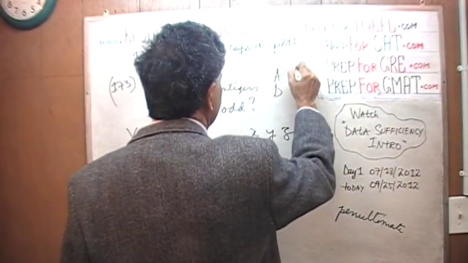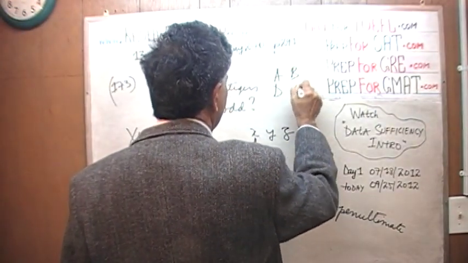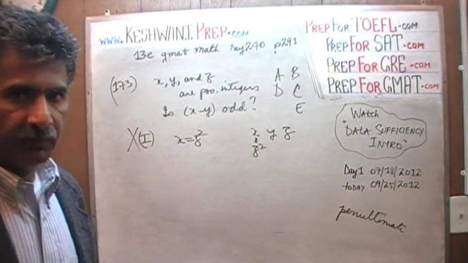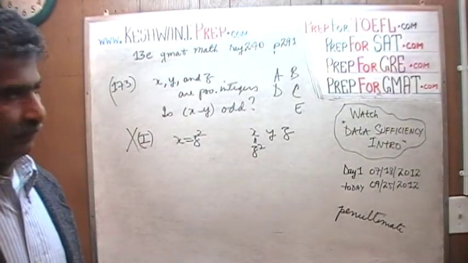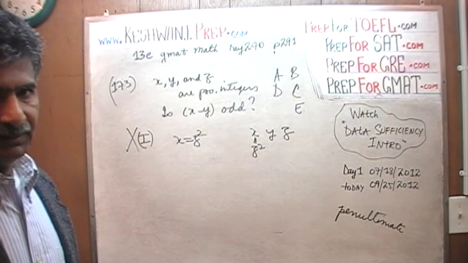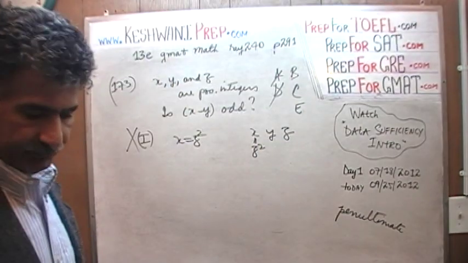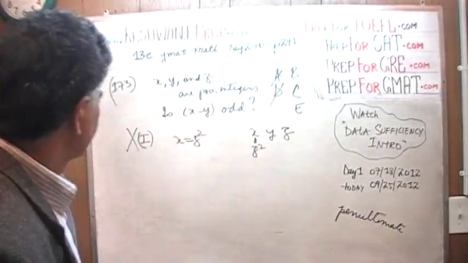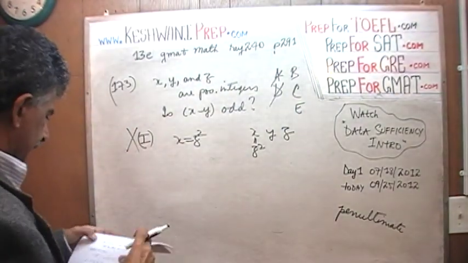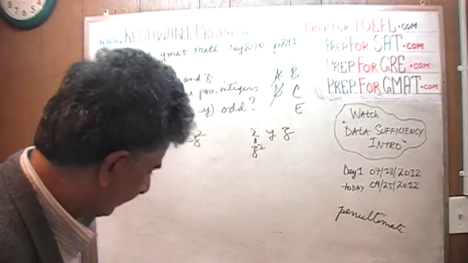A, D, B, C, E. Because we just found out that the first statement is not enough, we will not cross out B, C, and E. We'll cross out A and D. First statement is not enough. Let's look at the second statement.